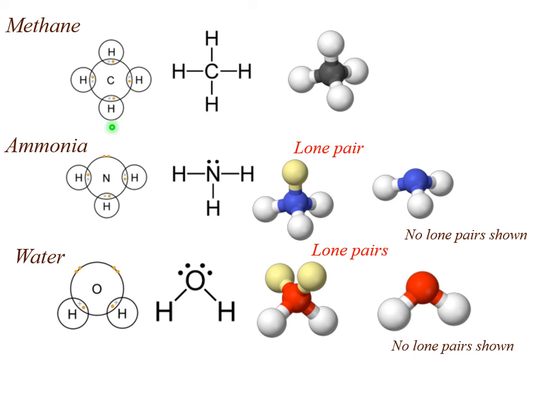So let's look at some simple examples. We have methane, 4 bonds, tetrahedral environment. We have ammonia, 1 lone pair and 3 bonds. We have a trigonal pyramid. And we have water, 2 lone pairs. We have a bent structure.